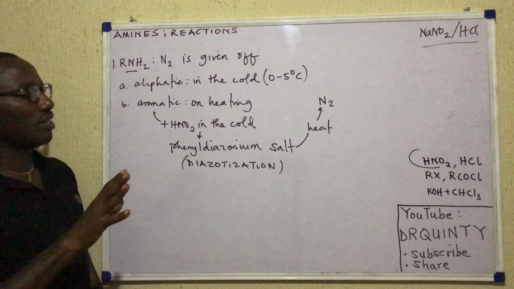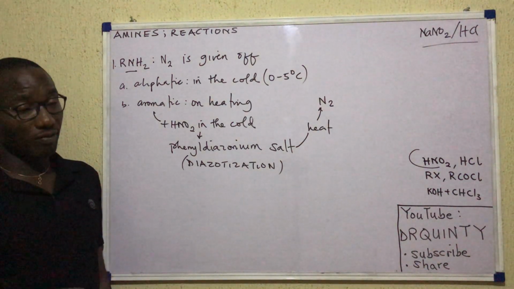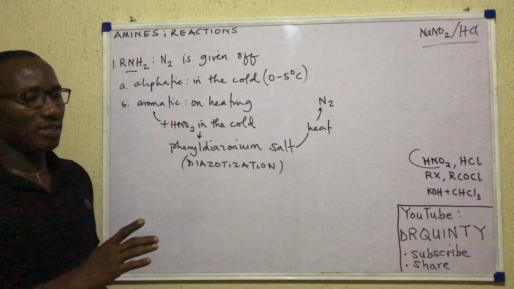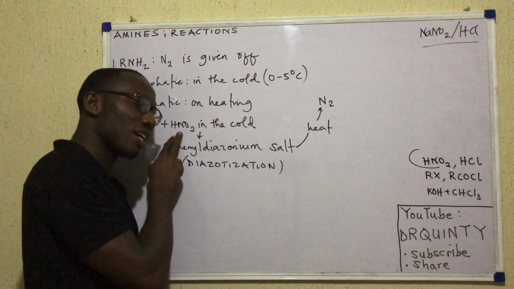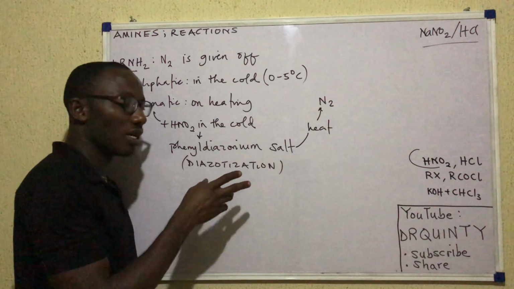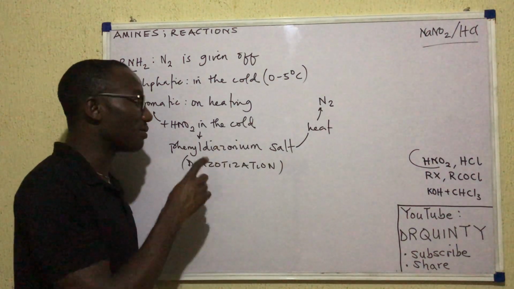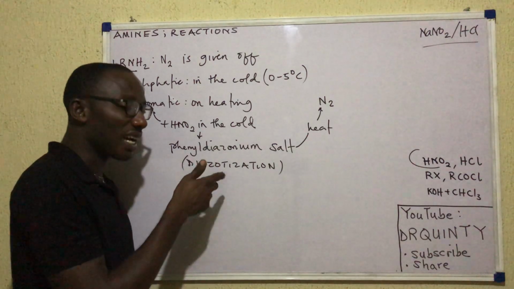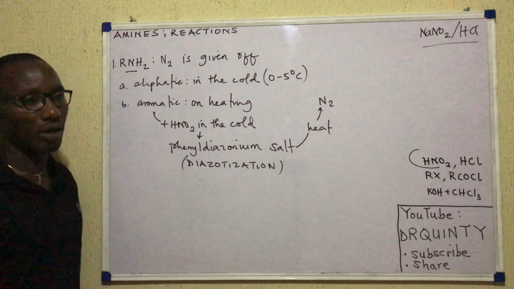So the point is this: if I have a primary aromatic amine, assuming I want nitrogen to be given off from it, I'll just react it with NaNO2/HCl, and I'll carry out that reaction on heating straight up. But it's possible for me to take that primary aromatic amine and react it with HNO2 in the cold just to get the phenyldiazonium salt, because phenyldiazonium salts can serve as an important raw material for making different classes of organic compounds. So sometimes the aim of carrying out this reaction is not to get nitrogen, but to get the phenyldiazonium salt, which can then be heated to release nitrogen or be converted into various other important organic compounds.